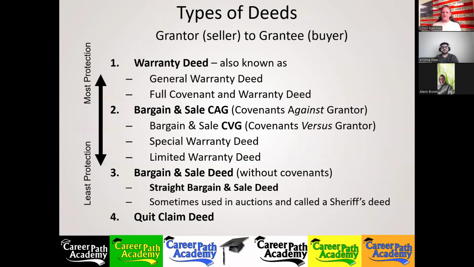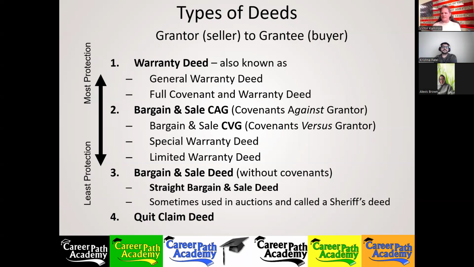So once again, here it is on this slide, just cleaned up a little bit with the alternative, what they call these deeds, like the warranty deed, also known as a general warranty deed or a full covenant and warranty deed. It's a full warranty. Then that offers the most protection of any deed. We're going to go over what those full warranties are, what those guarantees are that are made in a warranty deed in just a moment.